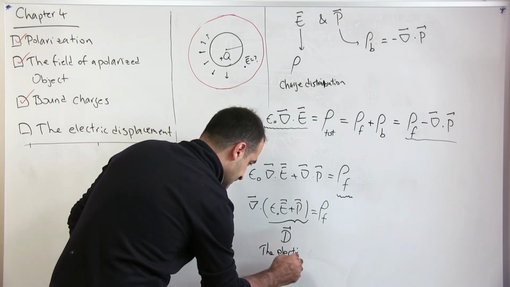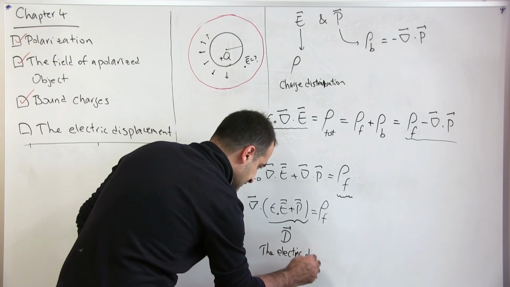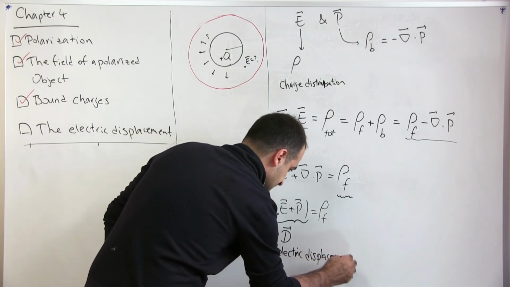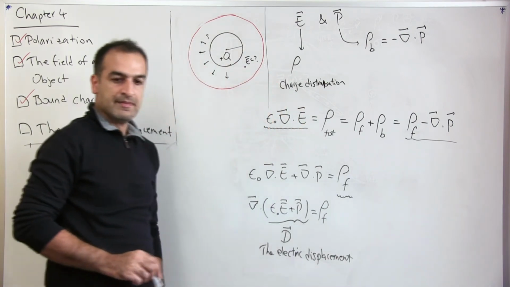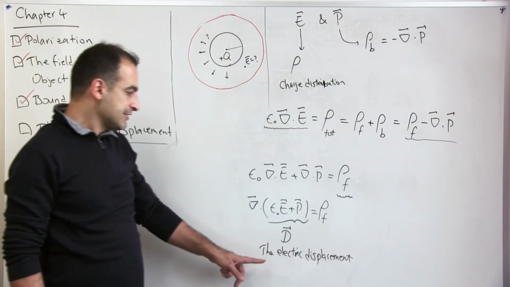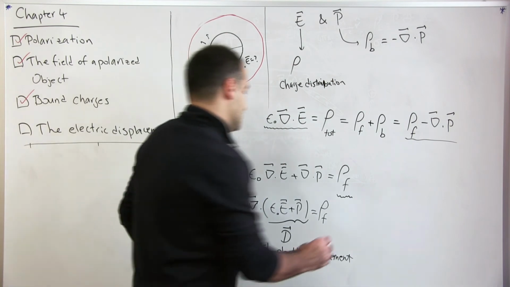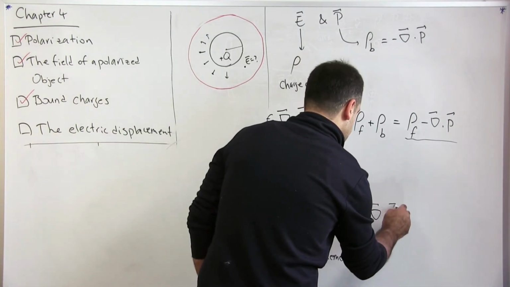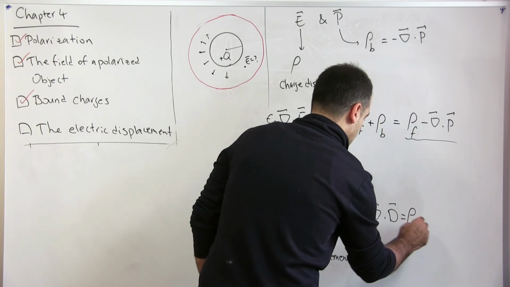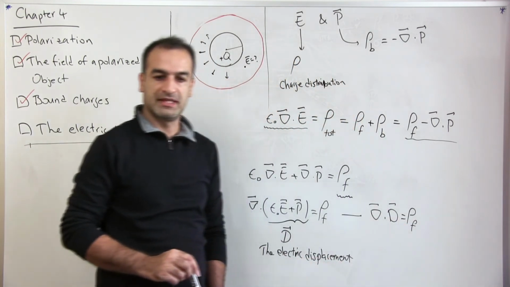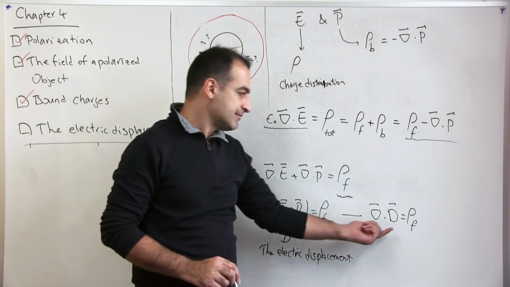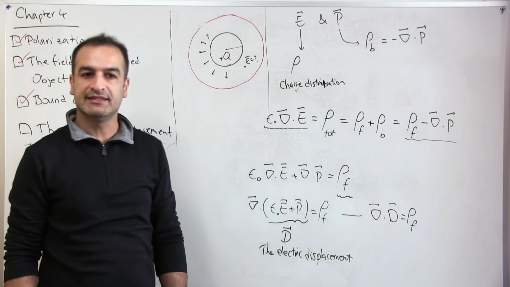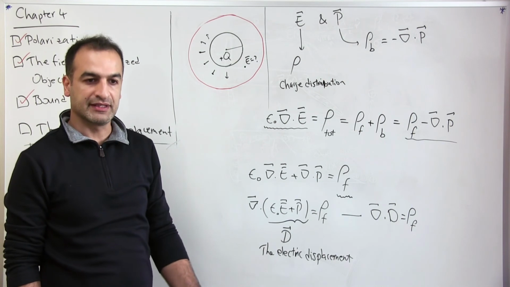And that is called D, electric displacement. This is very useful because it's basically telling us that the divergence of D is rho F. This is very similar to Gauss's law. This is, in fact, Gauss's law in the presence of the dielectric.